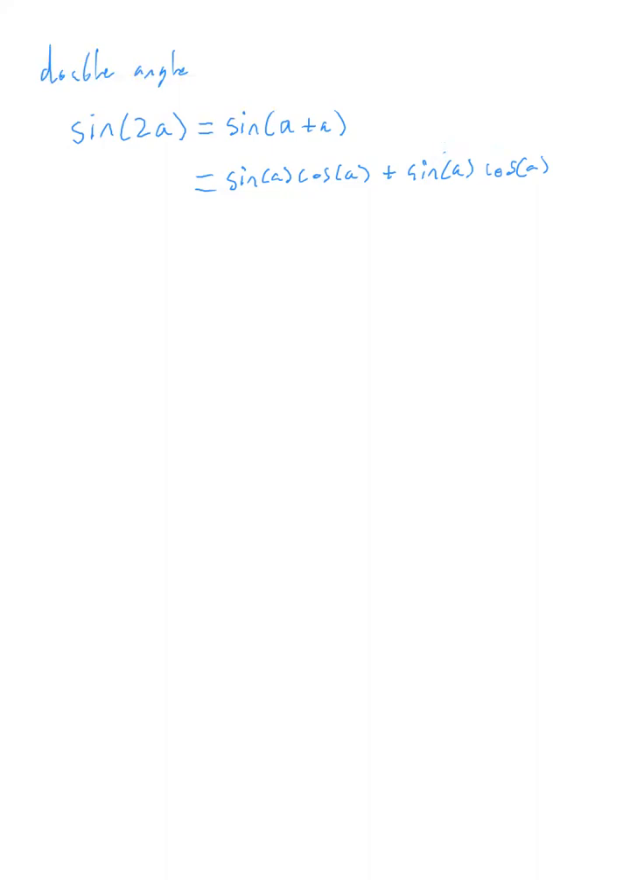So I'm just adding sine of a cosine of a to sine of a cosine of a, which again, I can just write as 2 times sine of a times cosine of a. So now we have this new identity that actually isn't that different from what we already looked at before. It just turns out that things simplify to be a lot cleaner.